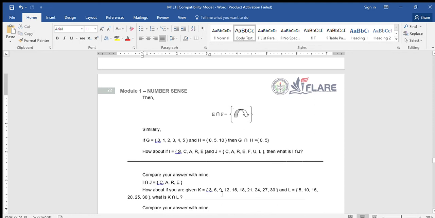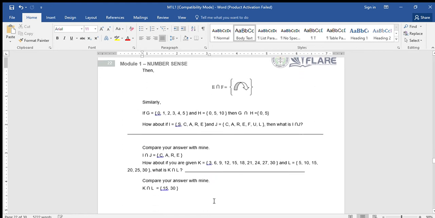Okay, so how about if you are given K is equal to 3, 6, 9, 12, 15, 18, 21, 24, 27, 30, and L is equal to 5, 10, 15, 20, 25, 30. What is our K intersection L? 30? What else? 15 and 30. So, we have 15 and 30.